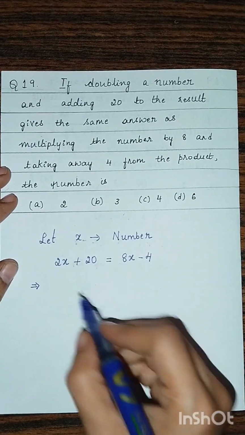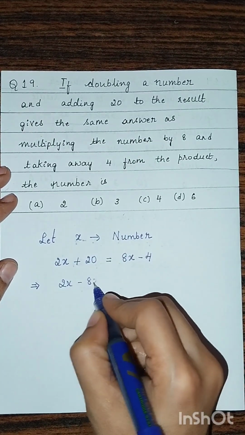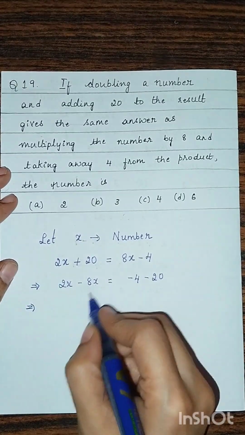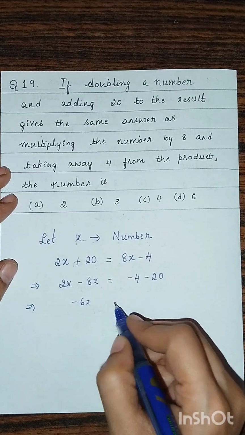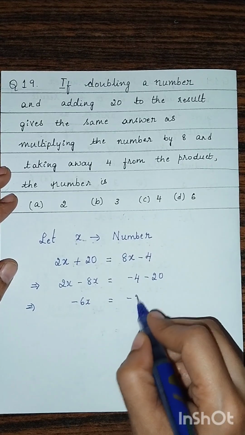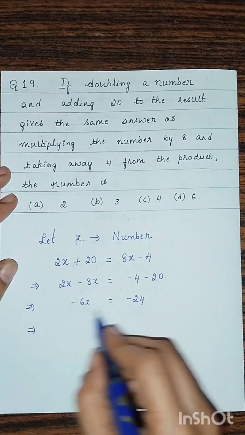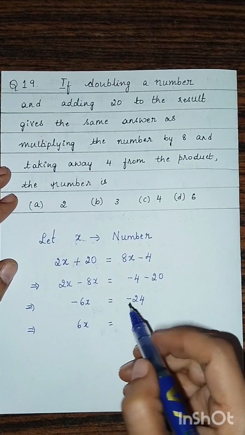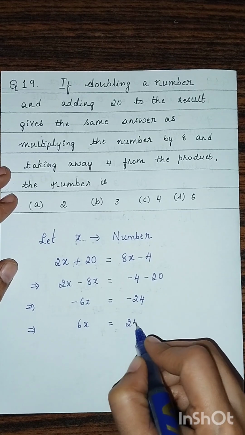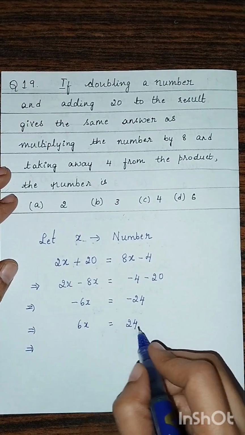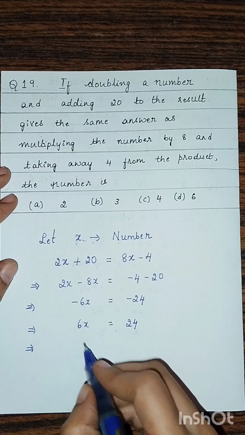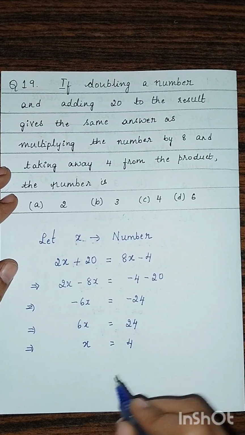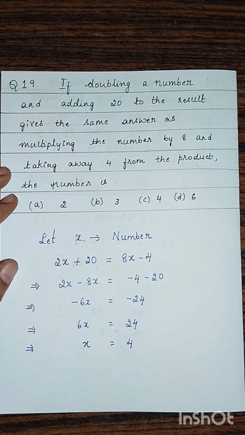Now we will find the x value. So 2x minus 8x will be equal to minus 4 minus 20. So 2x minus 8x will be minus 6x is equal to minus 24. So if you multiply minus 1 on both sides, minus into minus is plus, so you will get 6x. Minus into minus is plus, so you will get 24. Divide by 6 on both sides. So 6 by 6 will be 1, so you get x, and 24 by 6 will be 4. So the correct option is C, 4.